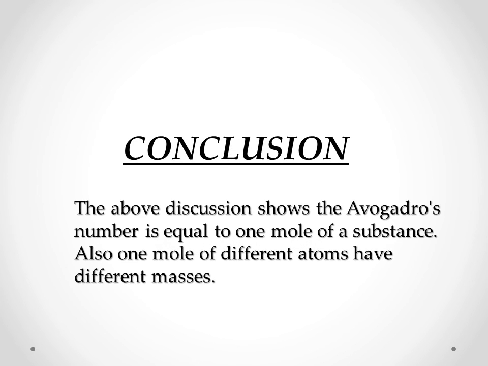Now the conclusion is: the above discussion shows Avogadro's number is equal to 1 mole of a substance. Also 1 mole of different atoms have different masses, as we saw in the previous slides. When the mole is in terms of atoms or molecules of a substance, then that mole may have different masses or different quantities.